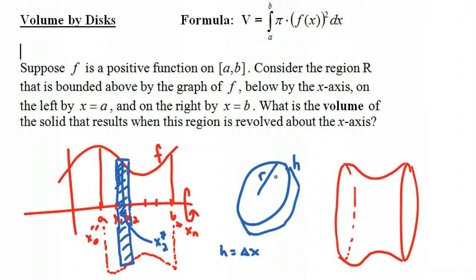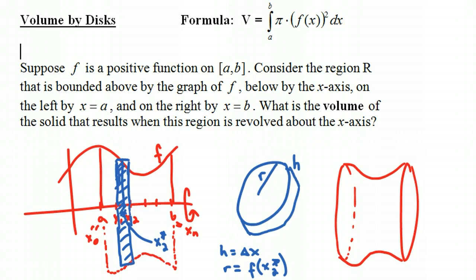And the question now is, what is the radius? The radius is just the height right here. The distance from here to here, that is the radius. So what is the height? Well, if this point is x sub 2 star, the height will be f of x sub 2 star, right? The value of the function there. So r is f of x sub 2 star.